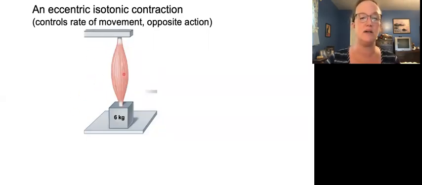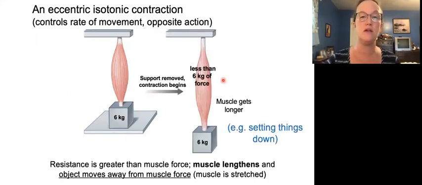So here again is our muscle model here. So we've got our 6 kilograms of weight down here. What happens if our muscle contracts and creates tension, but that tension produces less than 6 kilograms of force? If we remove that support from underneath the weight, that weight is going to pull down. That weight is more force than the muscle is creating. And so instead of pulling that weight up, that weight goes down and it stretches the muscle, okay?